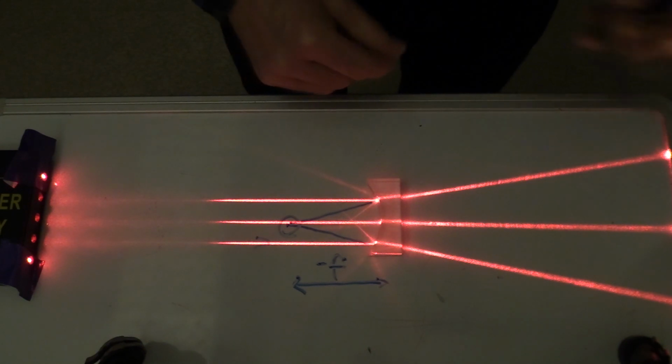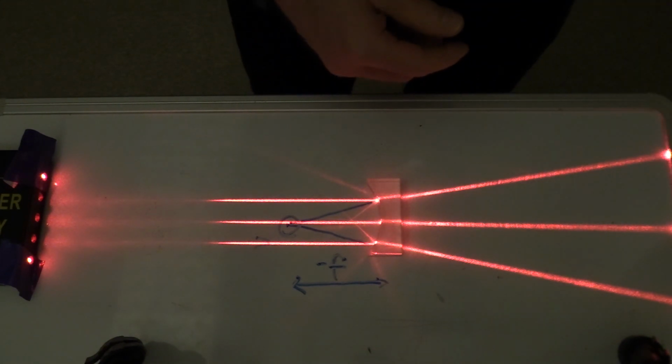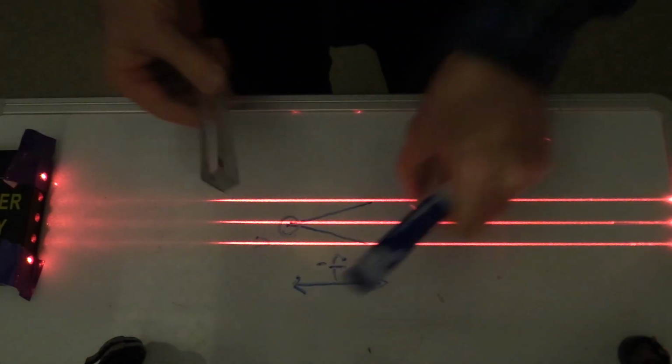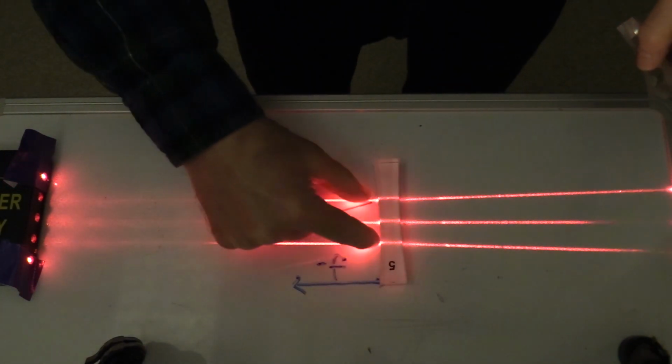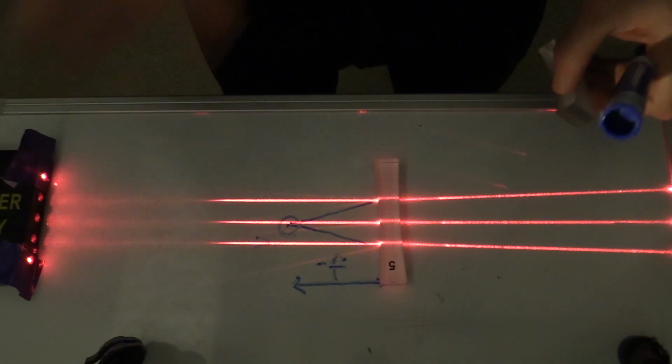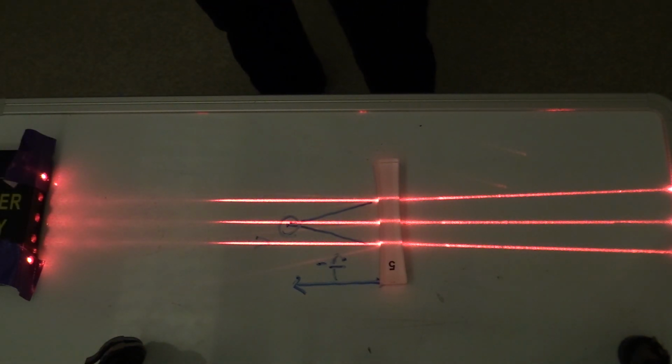This one has a pretty short negative focal length, whereas this one, if we tried to trace these back, it would be someplace way over here. So this has a focal length that's also negative, but much longer.